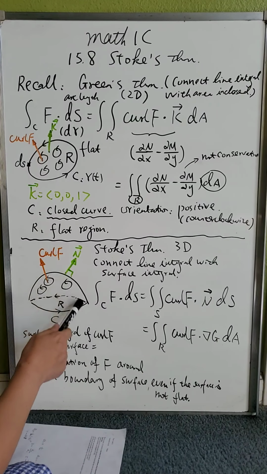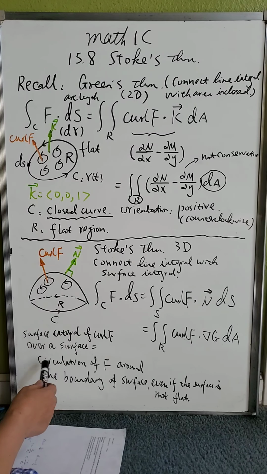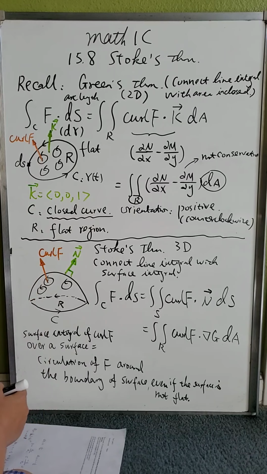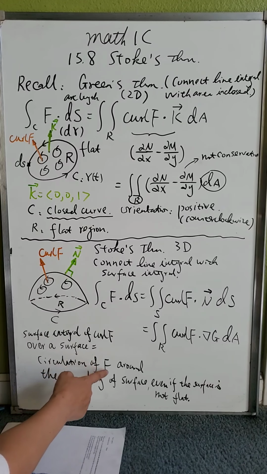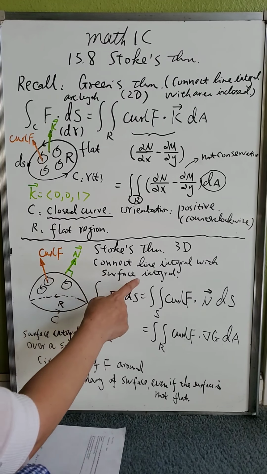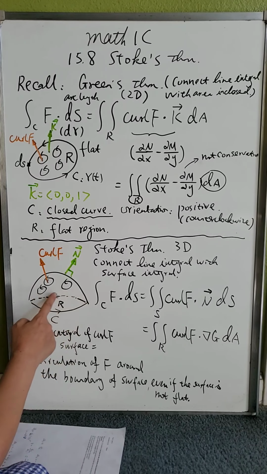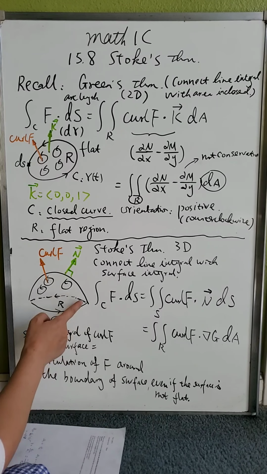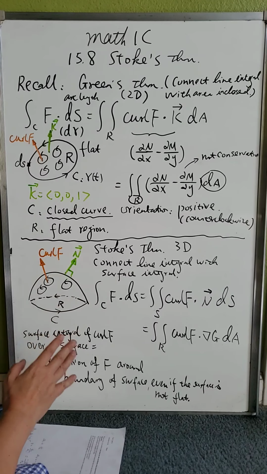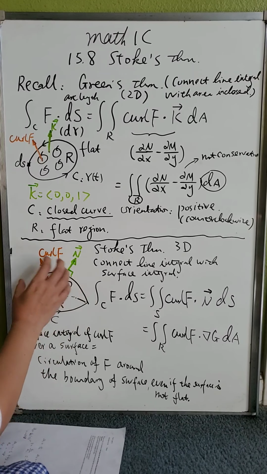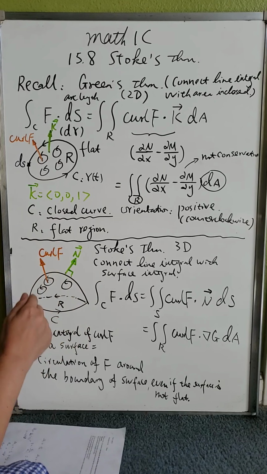over this surface right here, is equal to the circulation of F, the circulation of the vector field, around the boundary of the surface. So that means in Stokes' theorem, the boundary is very important. As long as you have the same boundary, same vector field, same orientation, then it doesn't matter how your surface is, you can still use Stokes' theorem.